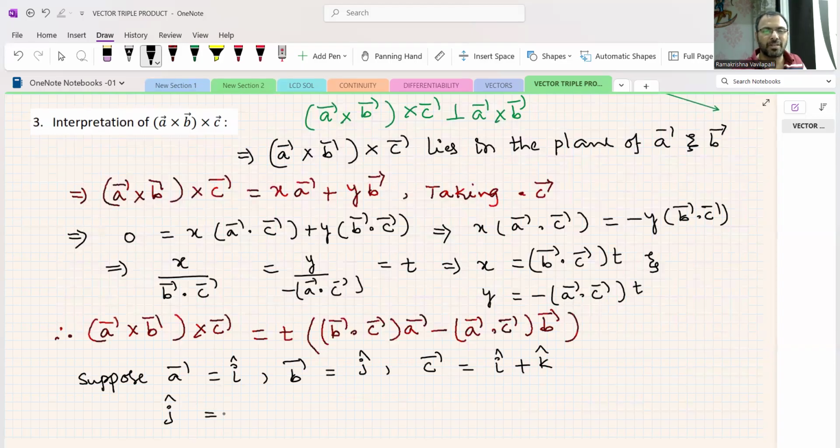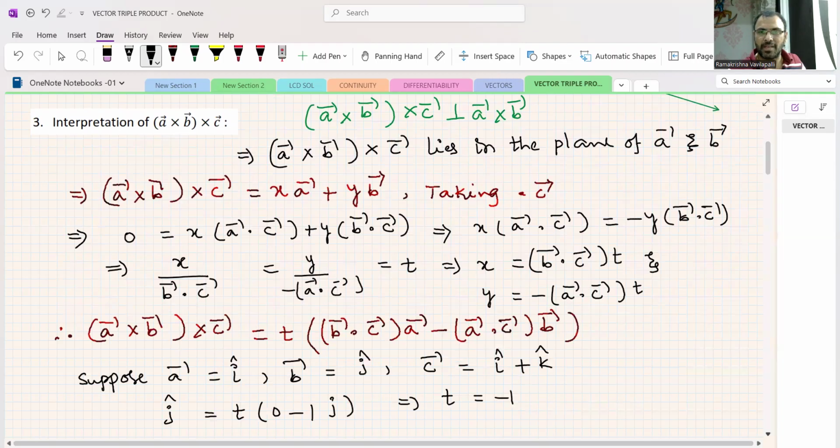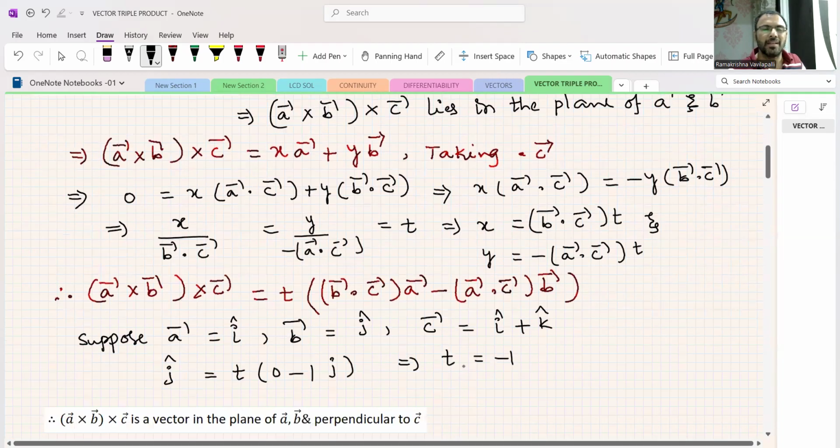This is equal to T into B bar dot C bar, which is nothing but 0, minus A bar dot C bar, which is nothing but 1, into B bar, which is nothing but J. So this implies you will get T equal to minus 1. Hence we proved that, substituting T equal to minus 1 here, you will have the result.